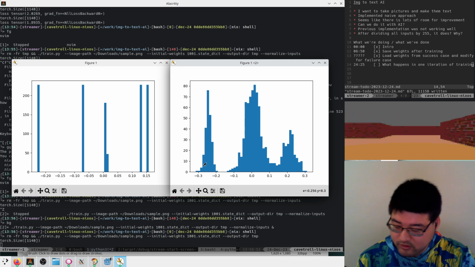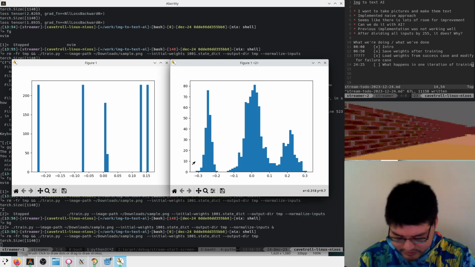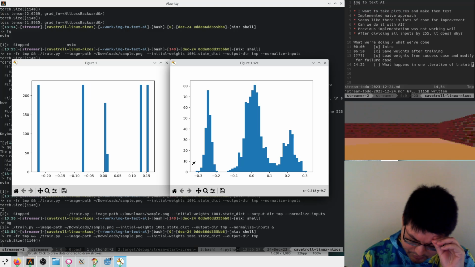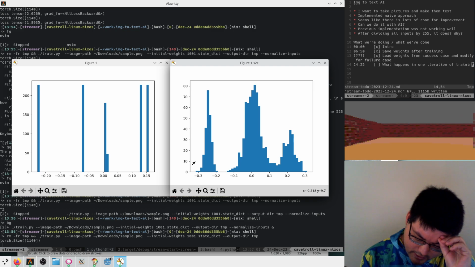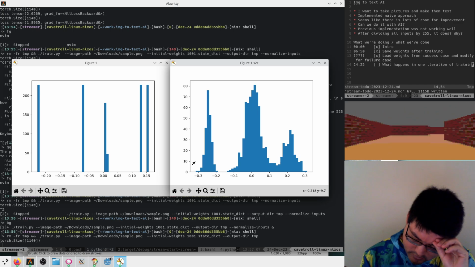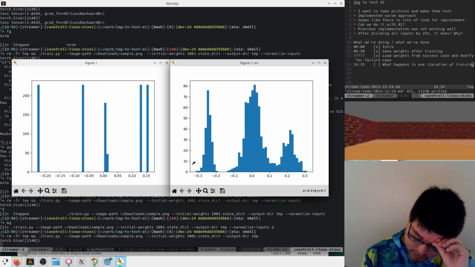Let's think. Can we think about what each of these is, what is each sample in this scenario? Each sample is how much one pixel times some weight. How much does that change the weight for a particular character?